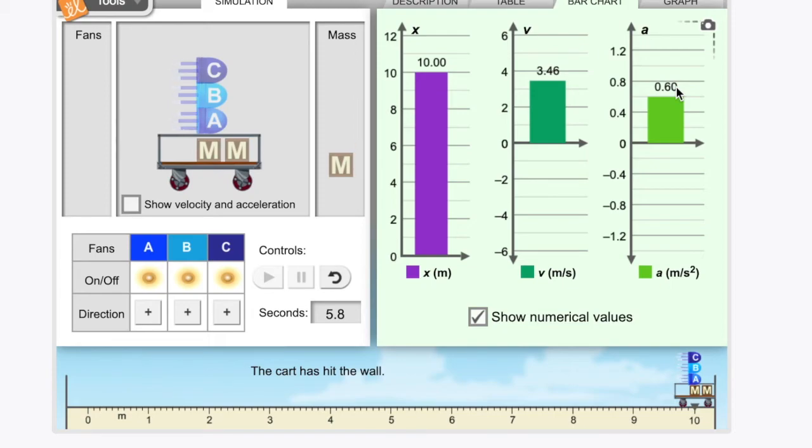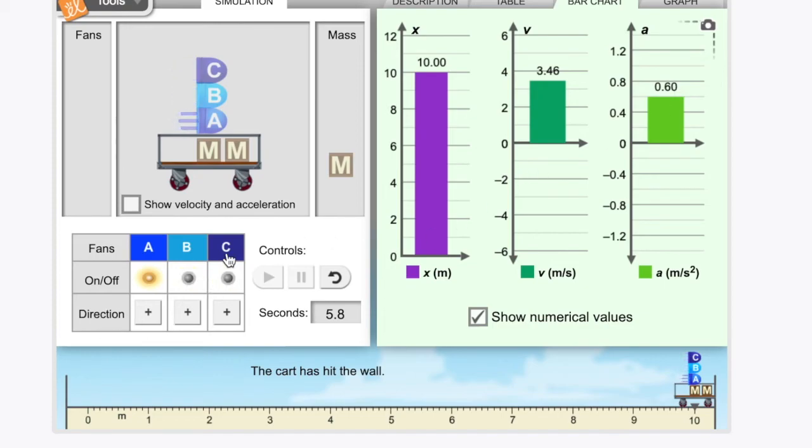Now for the challenge. The unit of force is the Newton. So 1 Newton is the force required to accelerate a 1 kilogram object at a rate of 1 meter per second squared. Suppose each of the fans supplies a force of 2 newtons. Use Newton's second law in the Gizmo to find the following. What is the mass of the cart? So if you know that each fan supplies 2 newtons of force, and you turn that on, you've got 2 newtons, that's the force, and then you can see what the acceleration is.